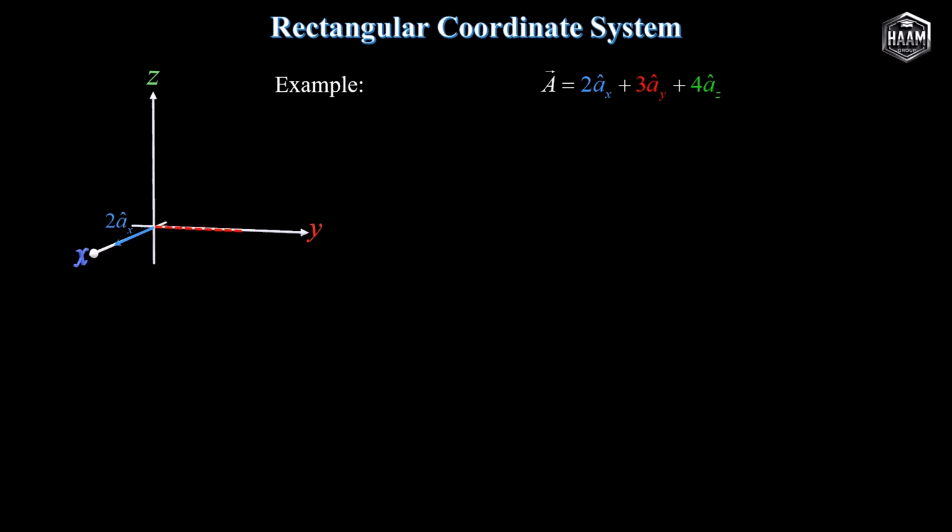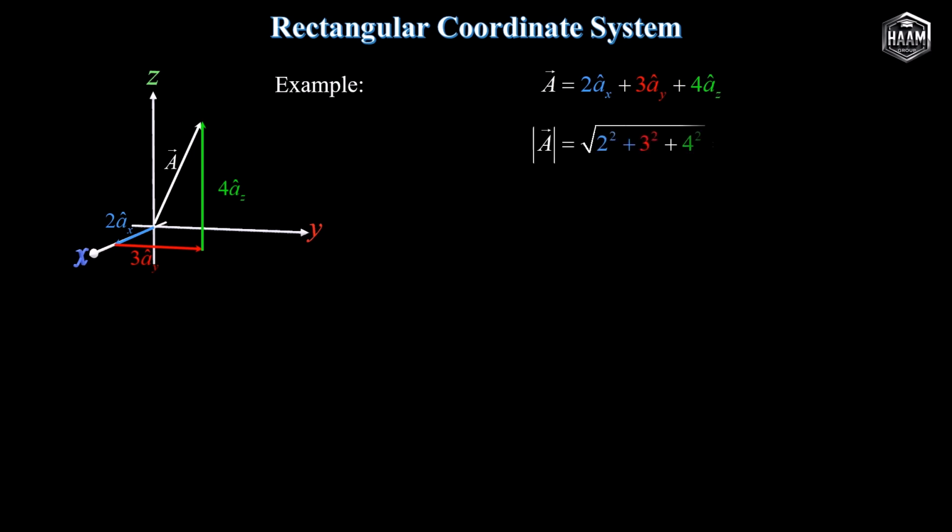Or simply we can obtain 3 a_y like this, and also 4 a_z like this. Now, as discussed, move 3 a_y from the end of 2 a_x, then 4 a_z from the end of 3 a_y. Now we connect the starting point to the end point, and vector A in the coordinate system is obtained.